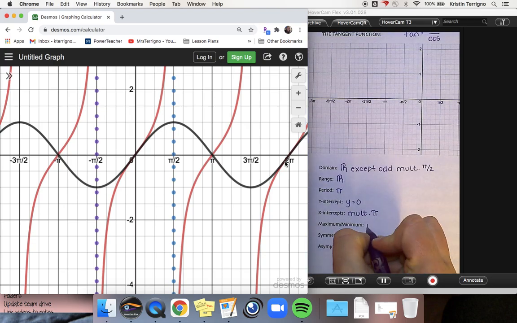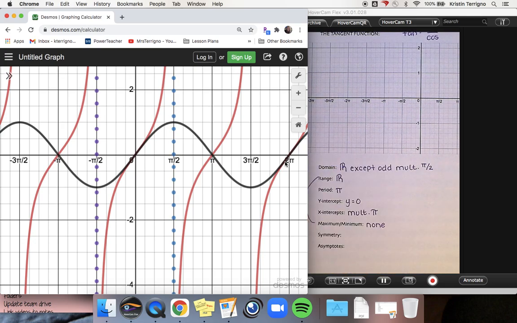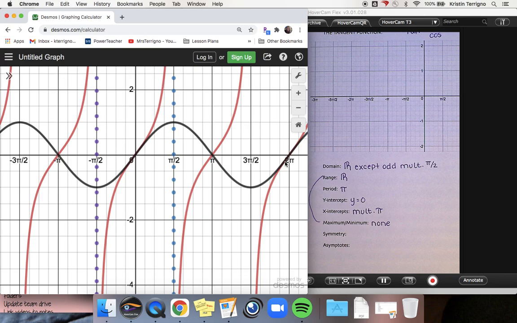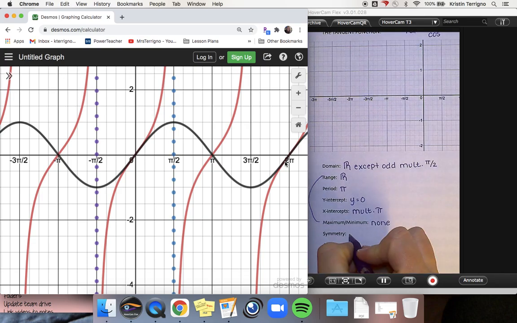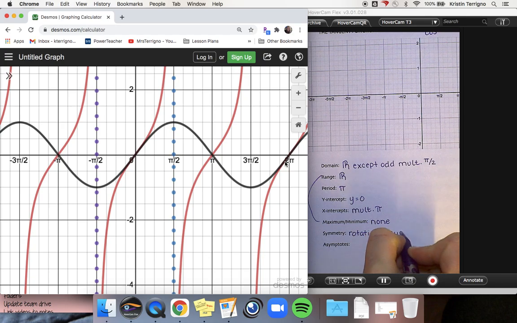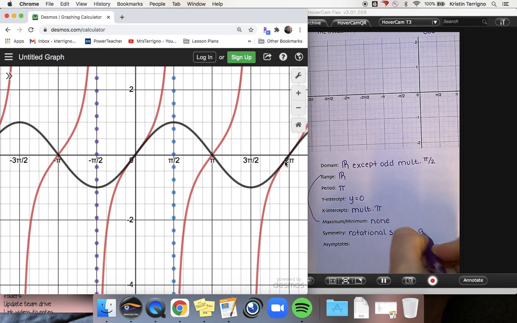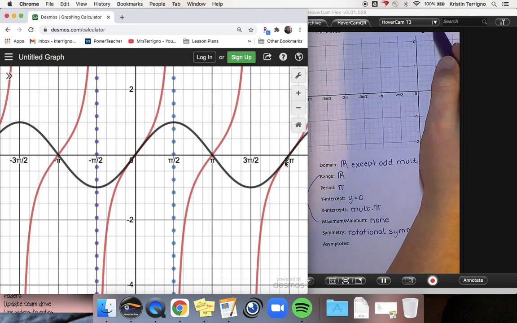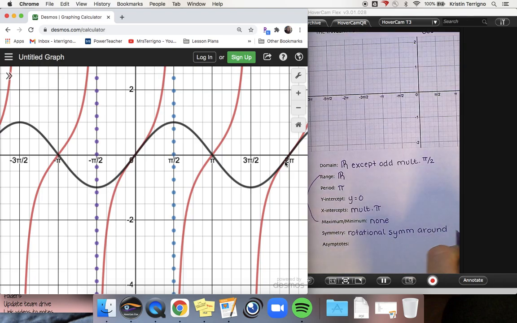Maximum, minimum, there are none. And again, that relates back to the fact that your range can be anything. So your tangent function goes up and down forever. This has that same rotational symmetry as the sine function. So it really shares a lot of properties with sine, and that has to do with the fact that sine is on the top of the fraction. So rotational symmetry around the origin.